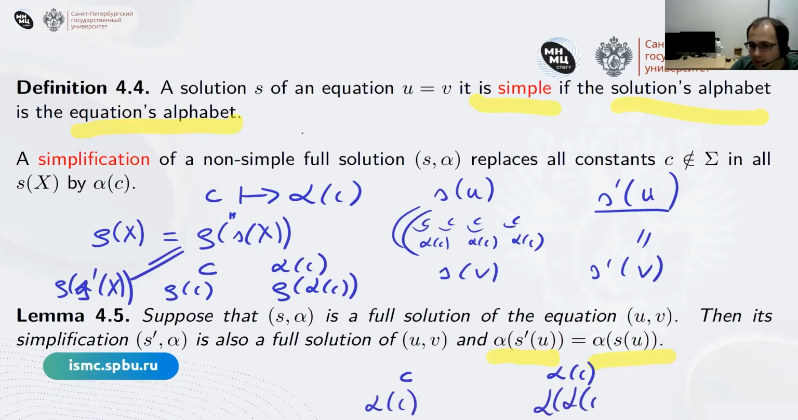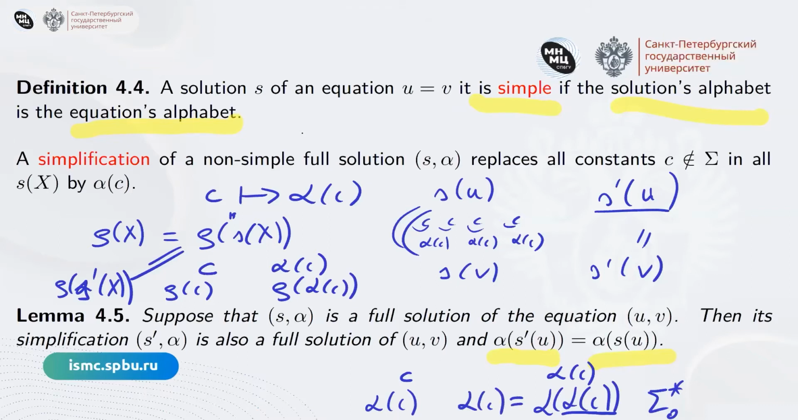alpha of C. But this string is over the alphabet sigma 0 star, so from the input alphabet, and when we apply alpha to it, nothing changes because it's constant on the input alphabet. So it's still alpha of C. And so indeed, nothing changes when we apply alpha to the new solution word.